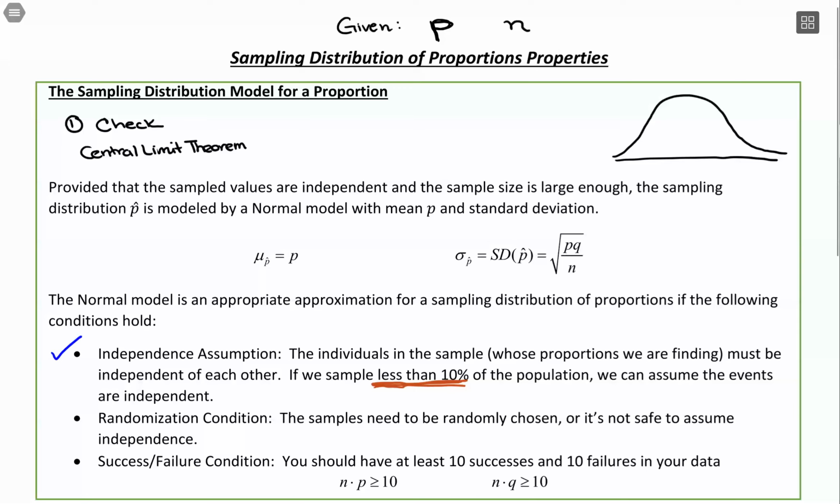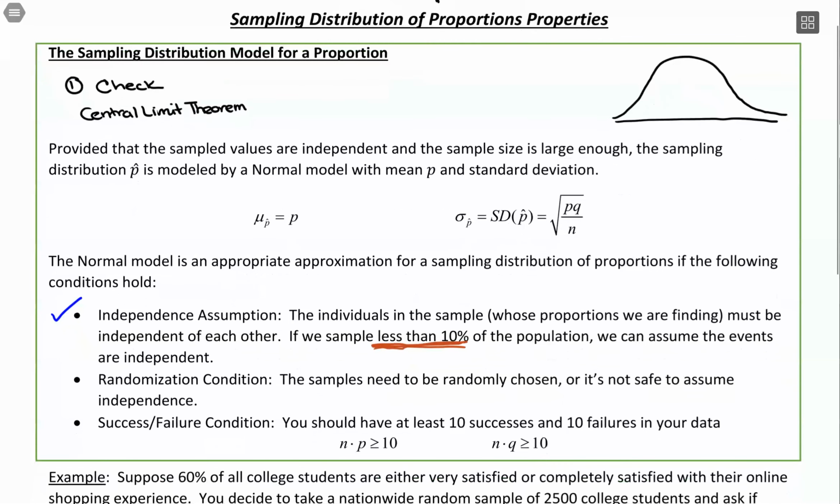Randomization, we should have randomness. And if they don't specifically say it's random, sometimes we're just going to assume that it's random to move forward with the problem. So we should have some sort of randomness to the selection of our sample.